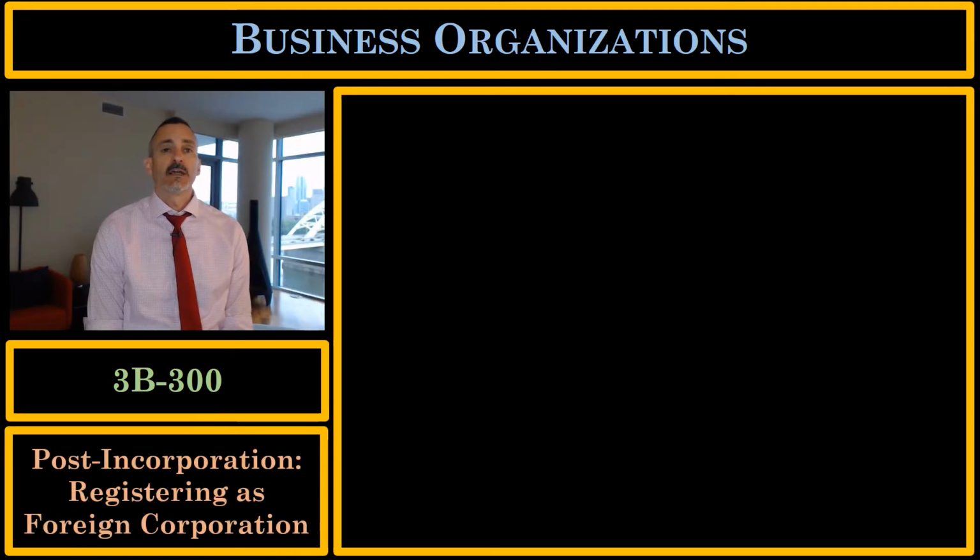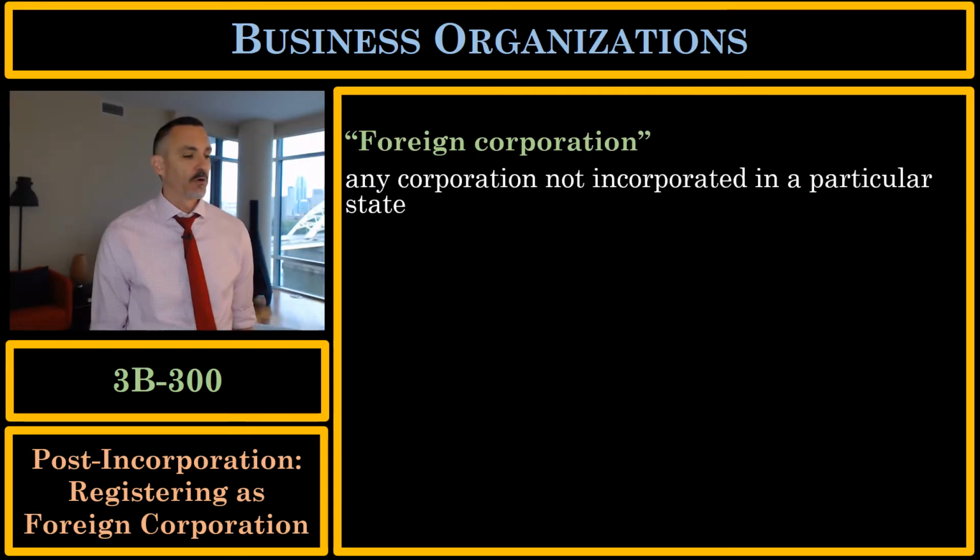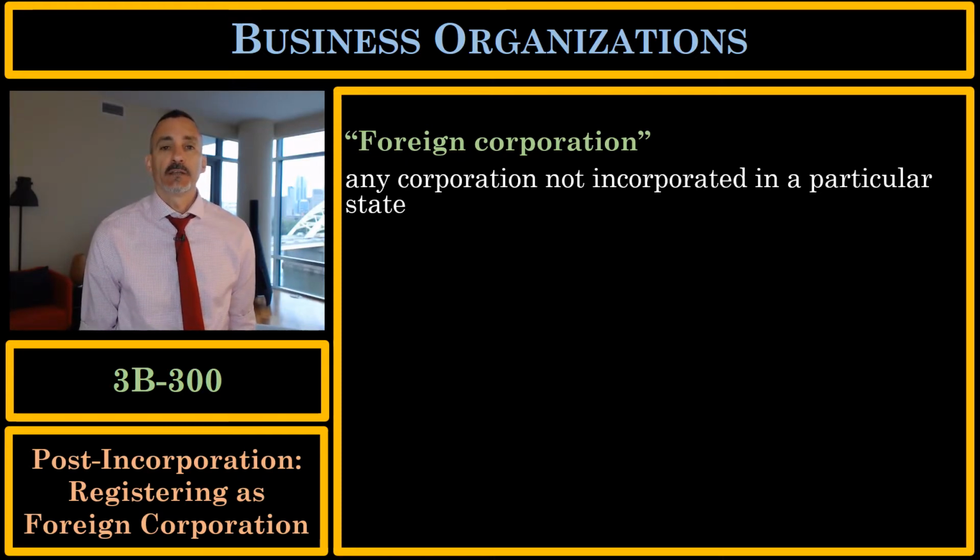Once your business entity has been incorporated in one jurisdiction, it might have to register as a foreign corporation in another jurisdiction. So what do we mean by a foreign corporation? Well, simply it's any corporation that's not incorporated in a particular jurisdiction. So for example, if your corporation is a New York corporation, it's incorporated in New York, as far as California is concerned, that is a foreign corporation. If you have an Ohio corporation, as far as Kentucky is concerned, that is a foreign corporation.